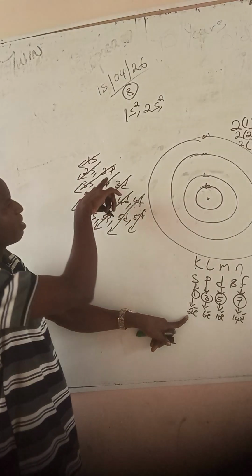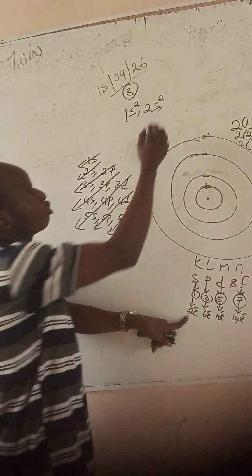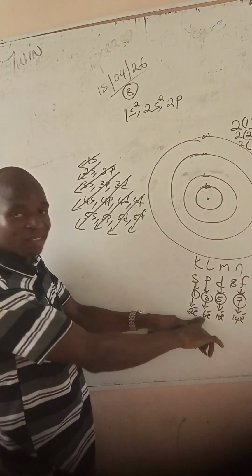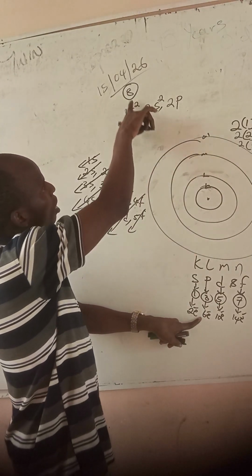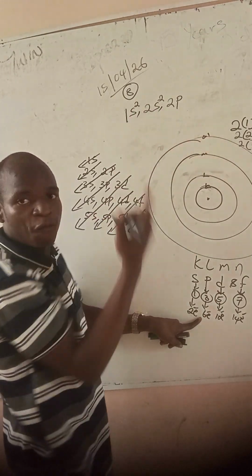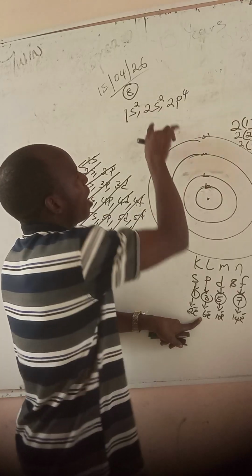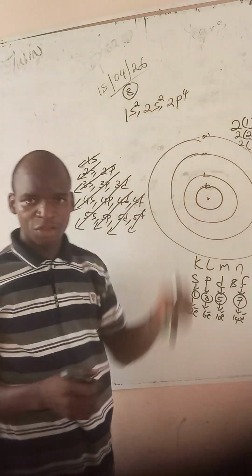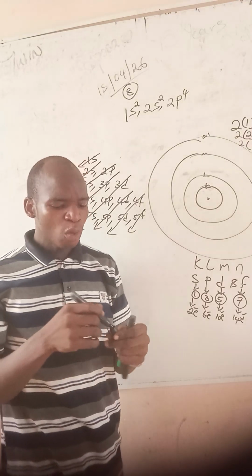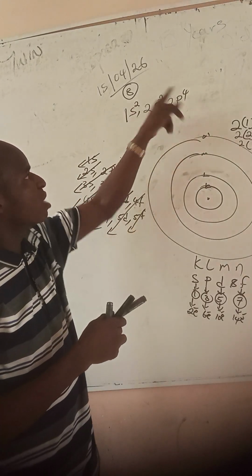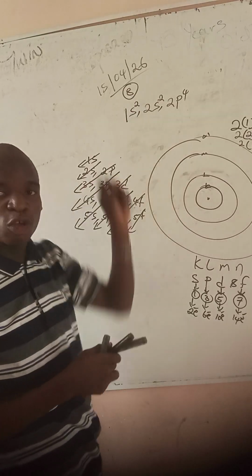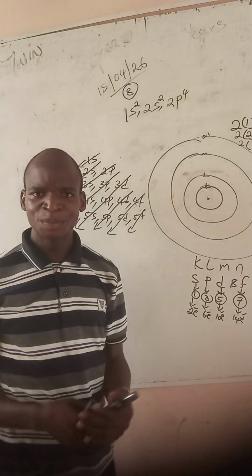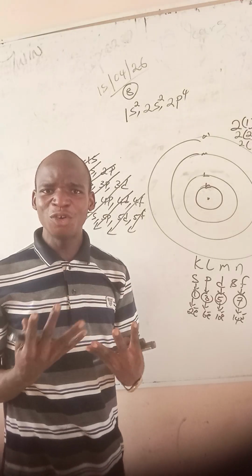Now, after 2s, we have 2p. How many electrons can our p carry? 6. But then, 8 minus 4 is 4, so we now have 2p4. And this is the electronic configuration of the element oxygen. Once we sum these powers, we should have the atomic number: 2 plus 2 is 4, and 4 plus 4 is 8. Do you understand? Any confusion?